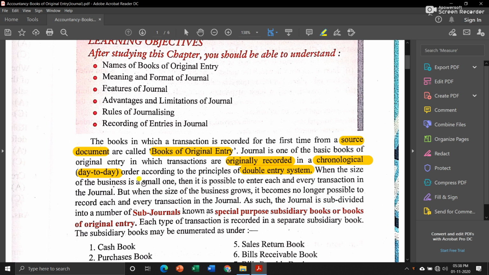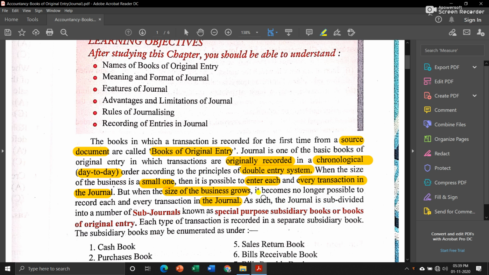When the size of the business is small, then it is possible to enter each and every transaction in the journal. Means if the size of the business is small, then there will be fewer transactions and you can easily record all the transactions in your journal. But when the size of the business grows, it is no longer possible to record each and every transaction in the journal. You will understand properly once we start passing journal entries. When we start doing journal, you will realize why it is impossible for a big organization to maintain journal.